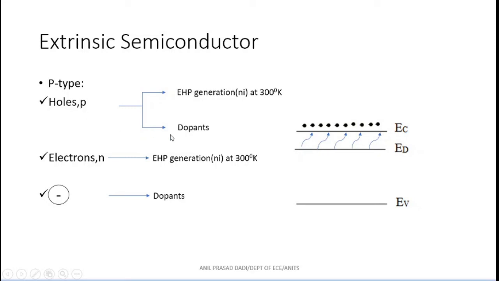Holes are not only due to the dopants you are adding, but also due to the electron hole pair generation at room temperature. But whatever electrons are in your p-type semiconductor are only due to the electron hole pair generation. They are not due to adding dopants. Adding dopants is not creating any electrons. Adding dopants is creating only the holes. So the electrons are only due to electron hole pair generation at room temperature, whereas the holes are not only due to the dopants but also due to the electron hole pair generation.